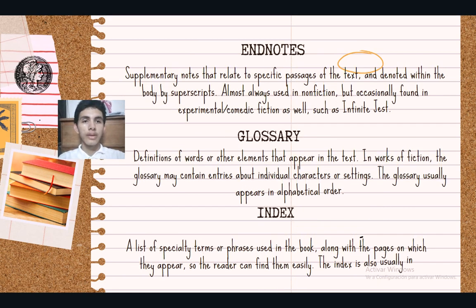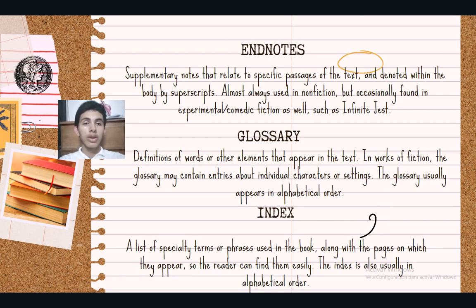Endnotes. Supplementary notes that relate to specific passages of the text, and are denoted within the body by superscripts. Almost always used in non-fiction but occasionally found in experimental comedic fiction as well, such as in jest. Glossary. Definitions of words or other elements that appear in the text. In works of fiction, the glossary may contain entries about individual characters or settings. Index. A list of special terms or phrases used in the book, along with the pages on which they appear, so the reader can find them easily.